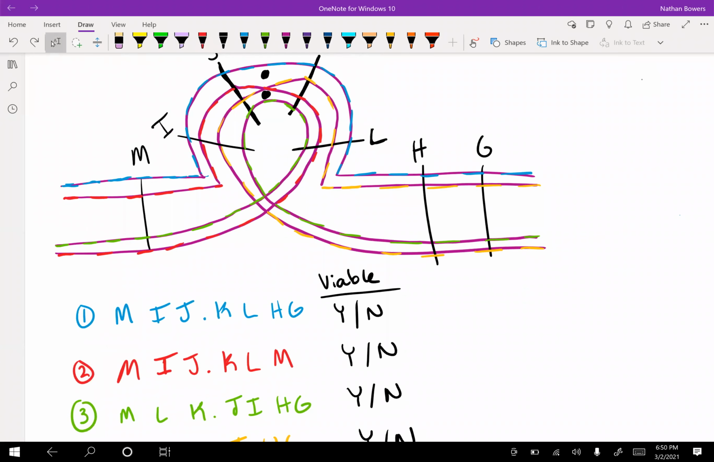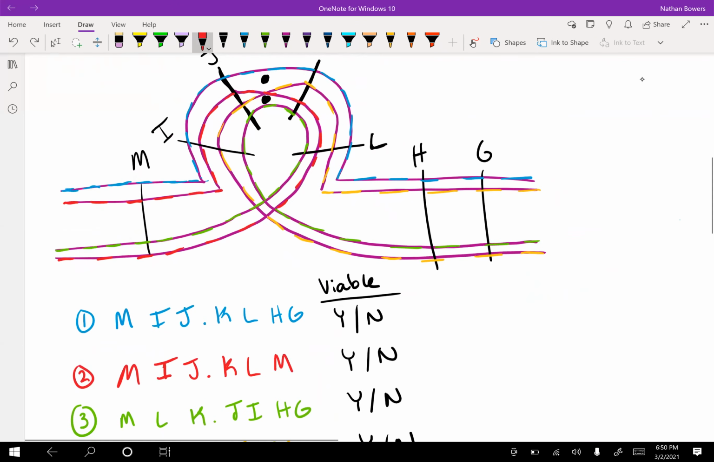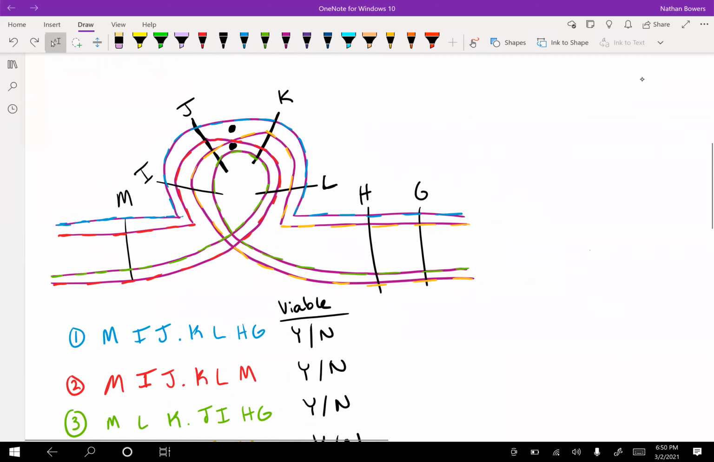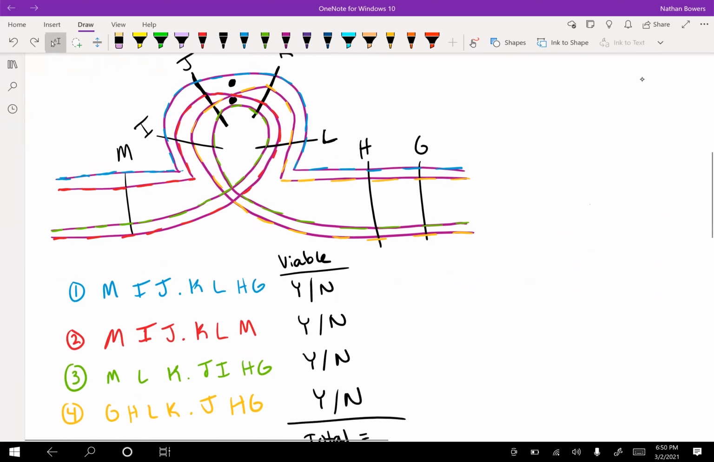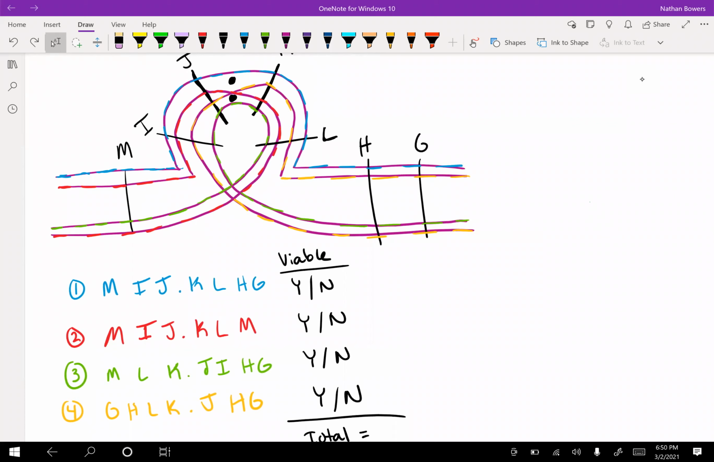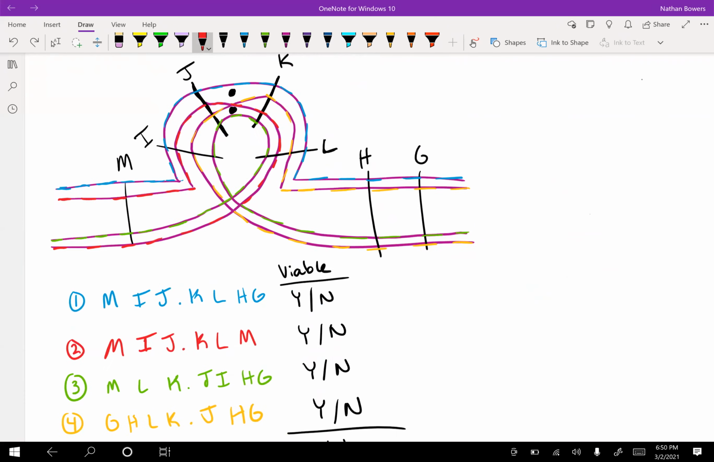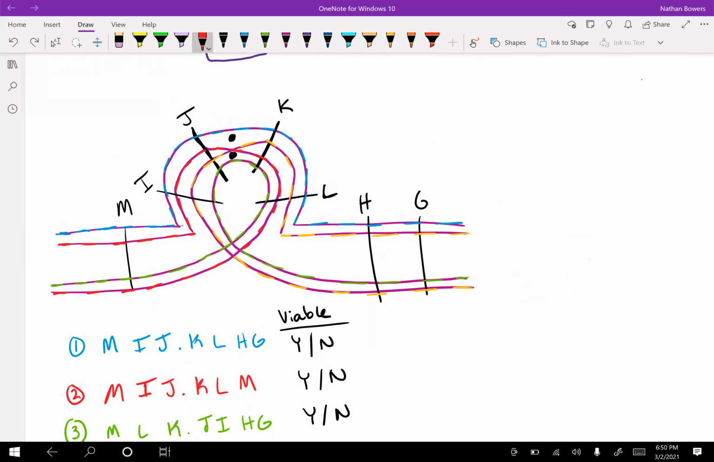And now for the green, M, L, K, J, I, H, G. And for the last one, the yellow, G, H, L, K, crossover, J, H, G.